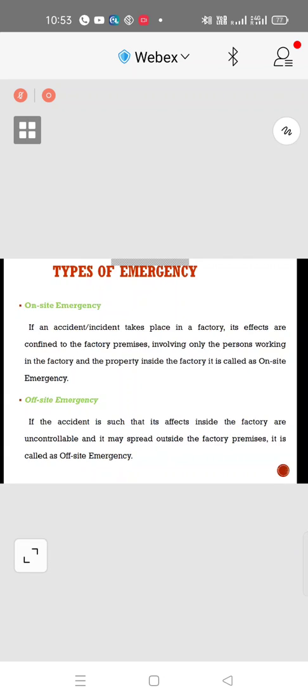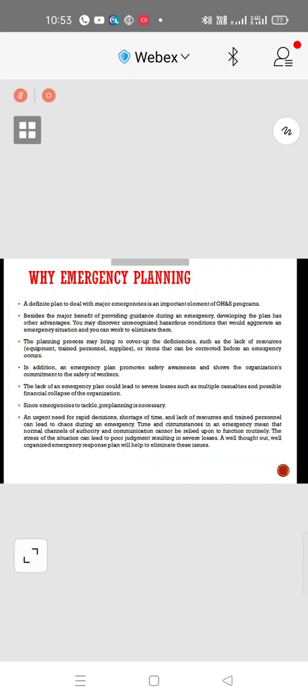So why emergency planning? Again, we are discussing that a definite plan to deal with major emergencies is an important element of an occupational health and safety program. So proper planning and proper response conditions have to be met. What has to be done in case of emergency conditions, all of that preparation is required. Besides the major emergency, developing the plan has other advantages. Proper planning has other advantages.